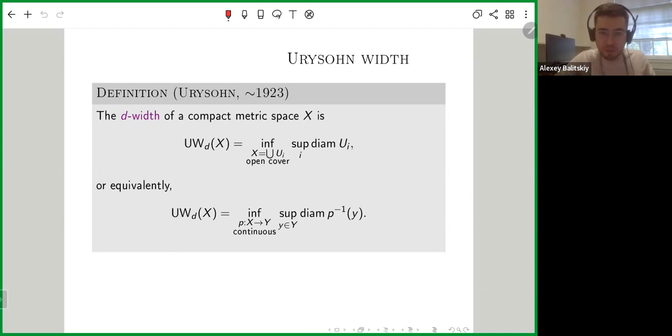There was a question: is there a direct proof from one definition to the other? Yeah, that's what I've just mentioned. One direction is the construction that goes back to Alexandrov: consider the nerve of an open covering, which is a simplicial complex, and map to this nerve using the partition of unity subordinate to that cover. And the other way is just to cover your target space Y with very small sets and consider the pre-images. And this will give you an open cover of the original X.